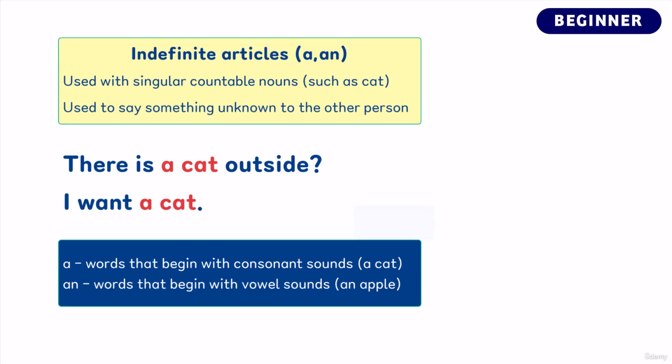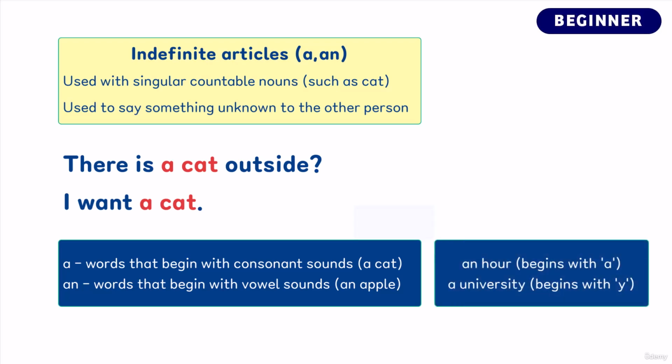However, do note that some words that begin with a consonant letter can begin with a vowel sound. And some words that begin with a vowel can begin with a consonant sound. For example, in the word hour, H is silent. So it actually begins with a vowel sound. So instead of a hour, we say an hour. Similarly, although the word university begins with a vowel letter U, it actually begins with a consonant sound. So we say a university and not an university.